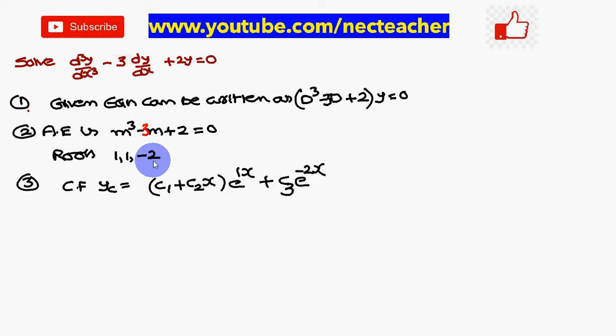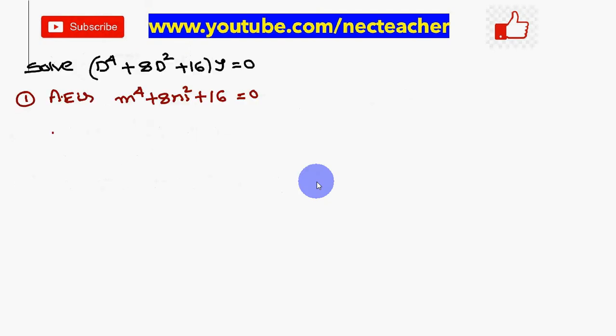What is the complementary function? Here repeated roots are there. Therefore, (c1 plus c2 x) into e power 1x plus c3 into e power minus 2x. Next we will go for one problem.